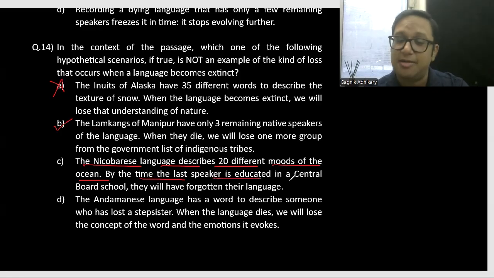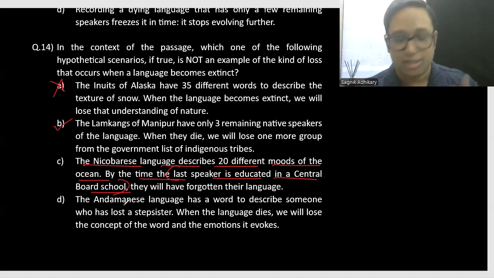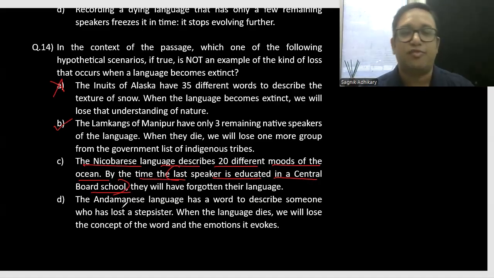By the time the last speaker is educated in a central board school, they would forget their language, the Nicobarese language, and thus they would forget the cultural correlations, the things of the Nicobarese culture that stem from the language. They will have forgotten their language.